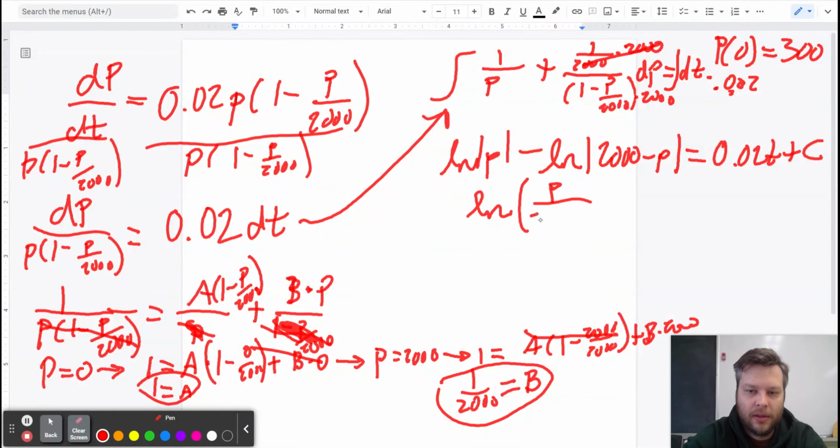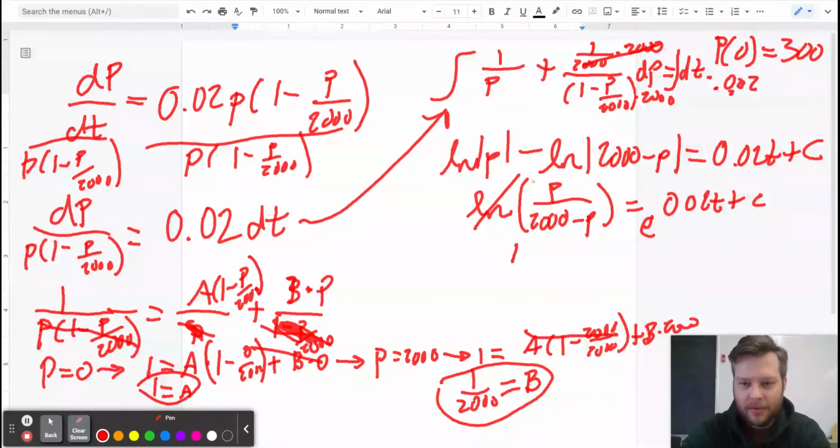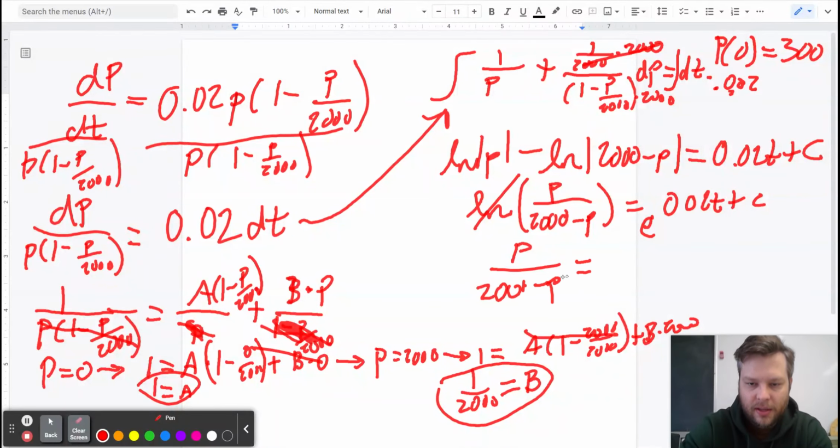So we have p over 2000 minus p equals 0.02t plus c. Then let's exponentiate both sides and drop down the c. So, you exponentiate, and then you get p over 2000 minus p equals ce to the 0.02t.